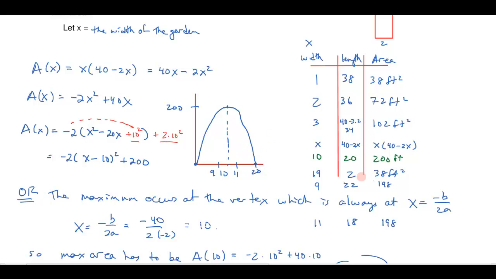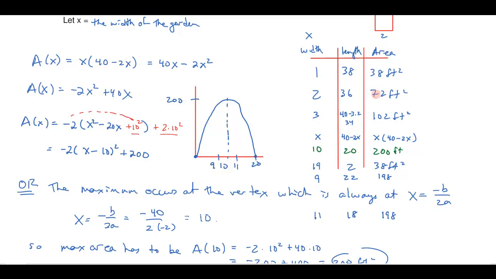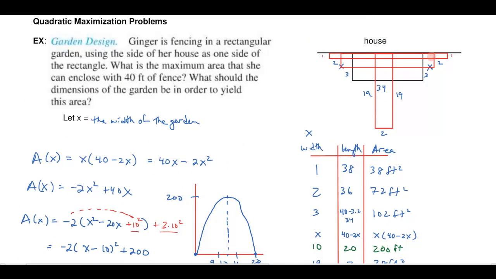So it's certainly reasonable to believe that when x is 10 and y is 20, 200 feet, that's as big as it's going to get. And that would be the maximum area is 200, and it's going to occur when x is equal to 10. So if I go 10 here and 10 here and 20 here, that's as big an area as I can possibly enclose for the garden when you have one side against the house like that.